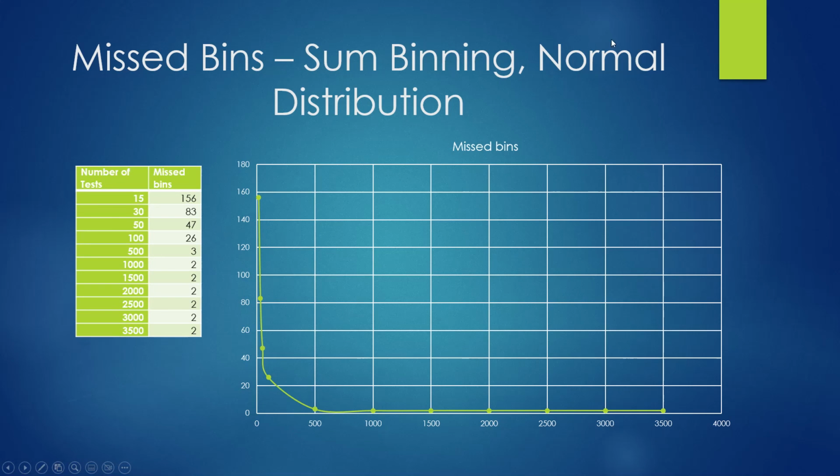And another curve here showing the same sum binning method on the normal distribution, the normally distributed data set. Same thing, starts out at a high amount of missed bins, but as we increase, we very quickly get to something reasonable in our missed bins. And so this missed bins metric is very important to maximizing the profit. So every bin that we miss would be a missed opportunity for selling a processor at a higher price point, which is why it's important that we try to minimize the amount of bins that are missed.